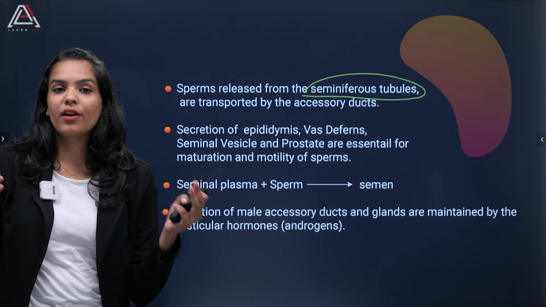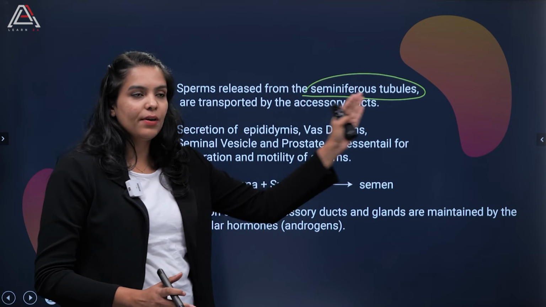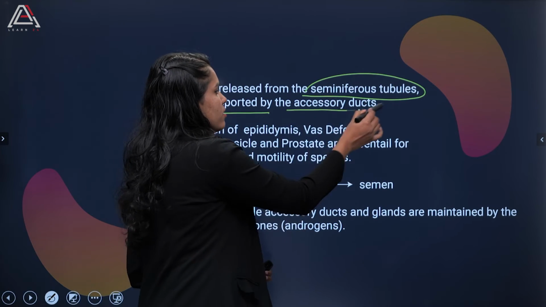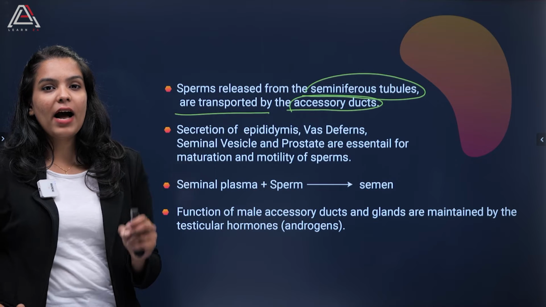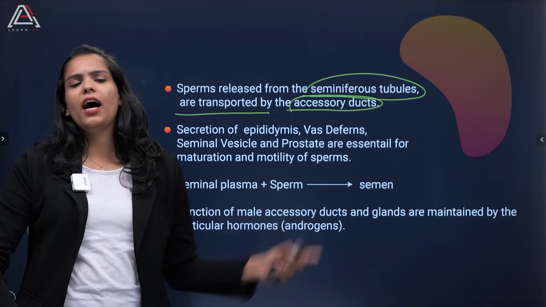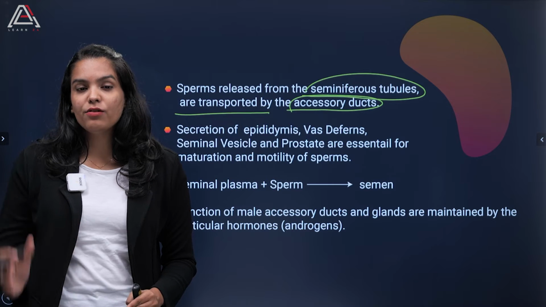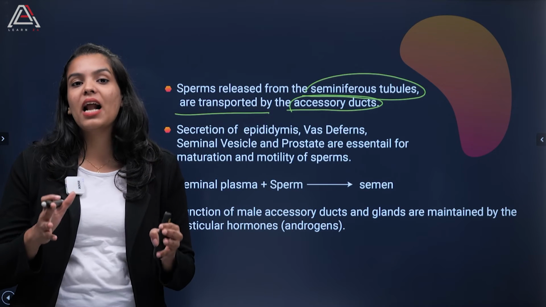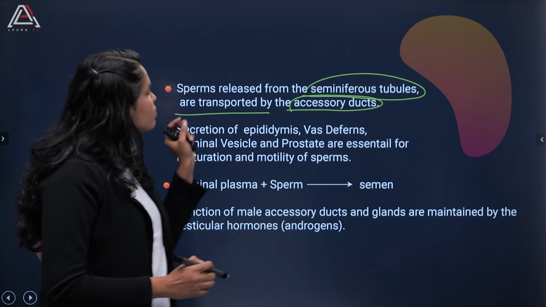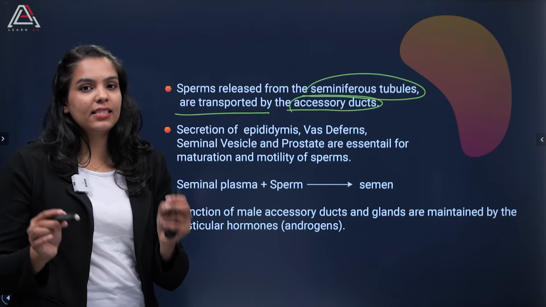Okay, so talking about the sperm itself, the sperm is released from the seminiferous tubule. This particular knowledge we already had in the previous videos, right? So the sperm is released from the seminiferous tubule and is transported by the accessory duct. Again, we have learned why the accessory ducts are helping in the sperm's transportation, right? We have studied the entire structure. So that is why it's really important to revise the previous videos, so that you can memorize each and everything and learn ahead, right?